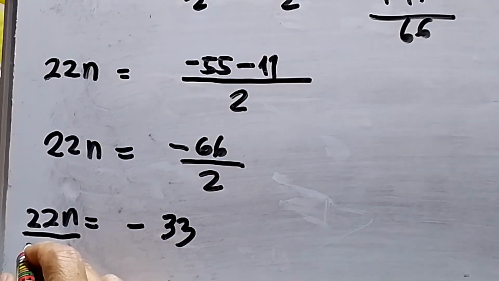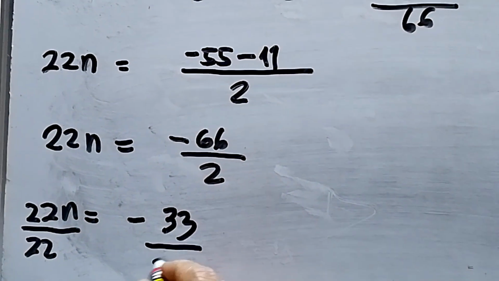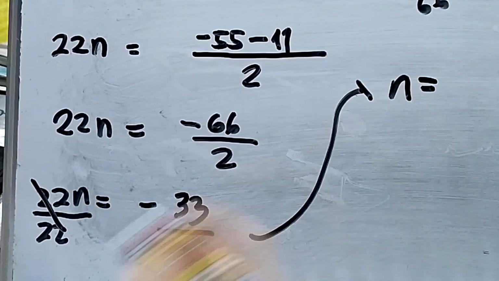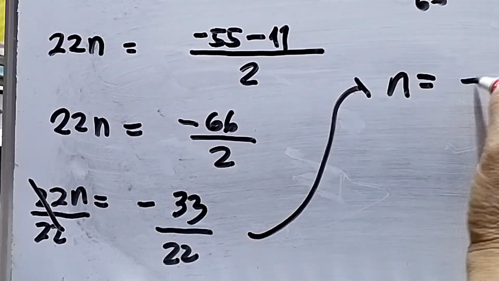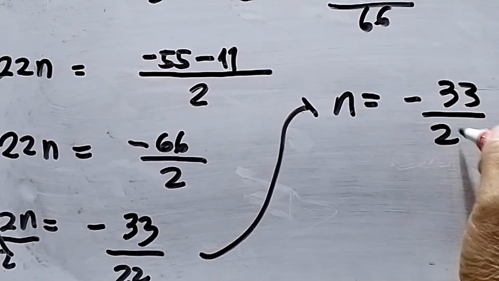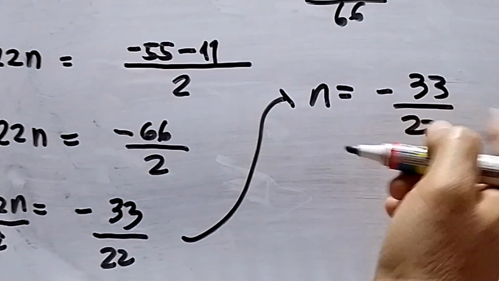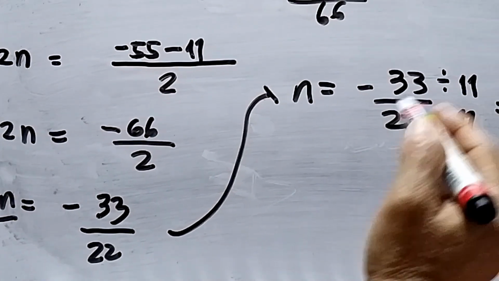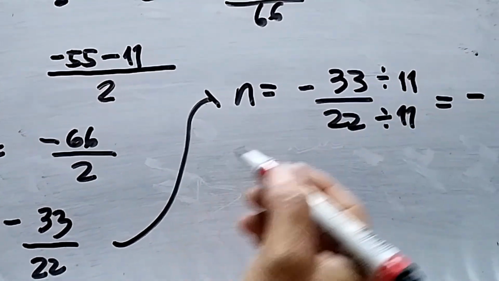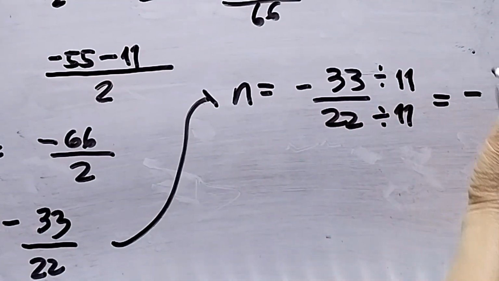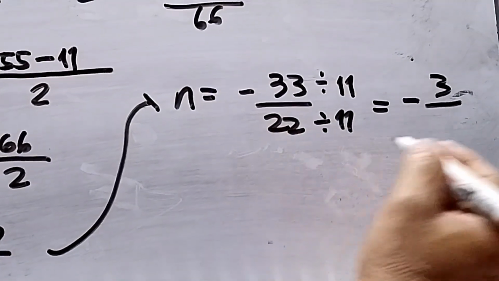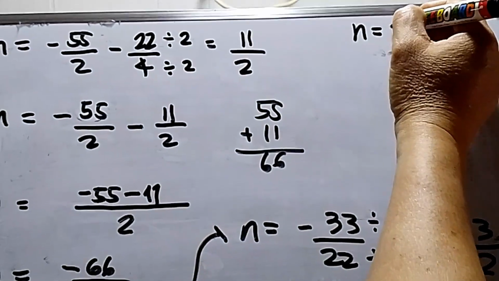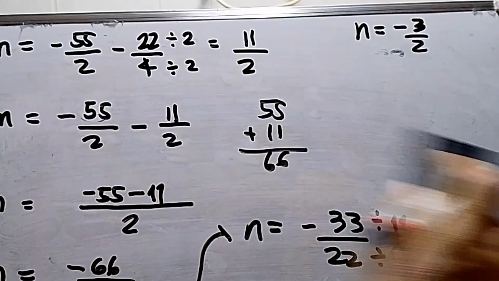So divide by 22. So n is equal to negative 33 over 22. But we know that it can be reduced by dividing by 11. So 33 divided by 11 is 3, and 22 divided by 11 is 2. So my n is equal to negative 3 over 2.